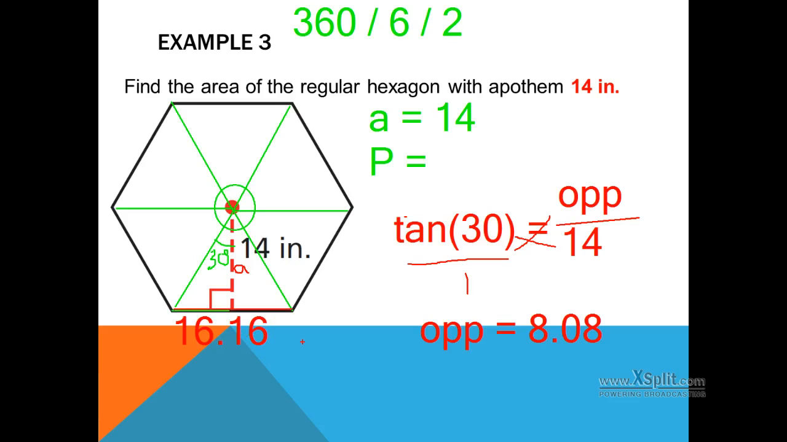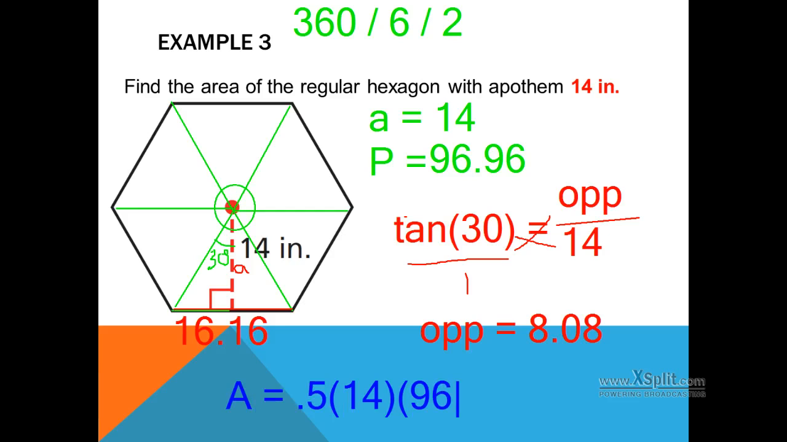There are 6 sides overall, so I'm going to multiply 16.16 by the 6 sides that we have. That's 96.96. Switch over to green. 96.96 is our perimeter. For our last step here, we need the area. Area is 0.5 times our apothem, 14, times perimeter, 96.96. That's going to yield, let's see here, 0.5 times the 14, which is 7, times the 96.96, 678.7 or so.